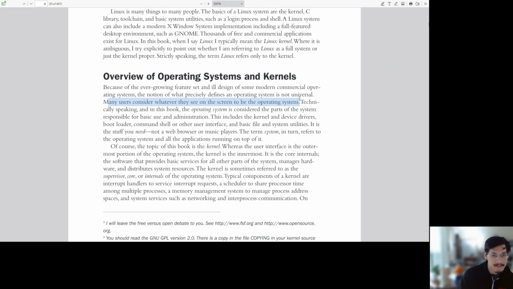Technically speaking, and in this book, the operating system is considered the parts of the system responsible for basic use and administration. This includes the kernel and device drivers, bootloader, command shell or other user interface, and basic file and system utilities. It is the stuff that you need, not a web browser or music player. The term system, in turn, refers to the operating system and all the applications running on top of it. Okay, makes sense. System, it's made up of all that stuff.